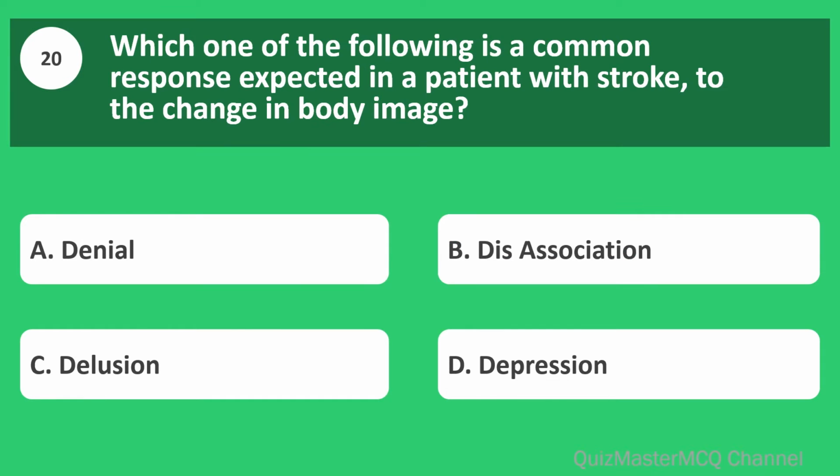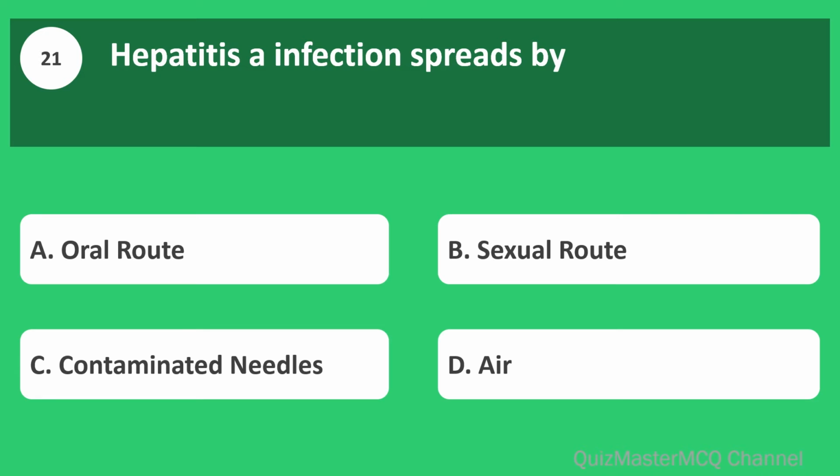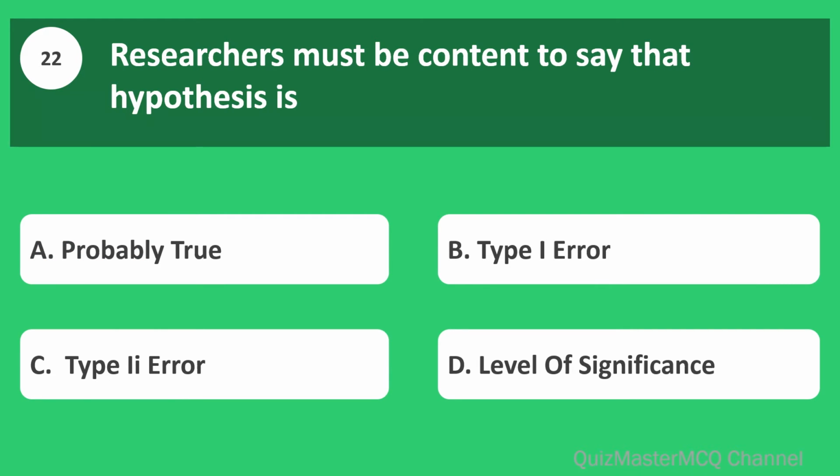Which one of the following is a common response expected in a patient with stroke to the change in body image? Depression. Hepatitis infection spreads by oral route. Researchers must be content to say that hypothesis is probably true.